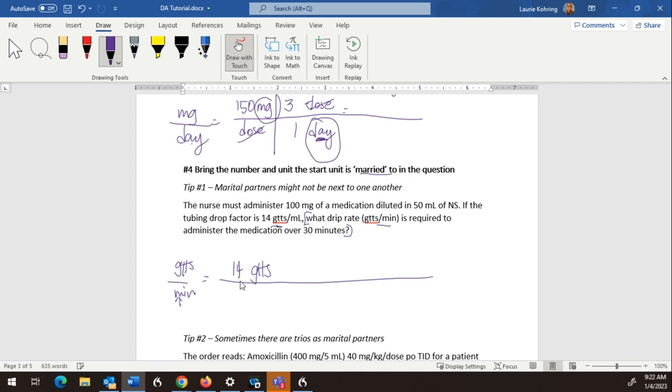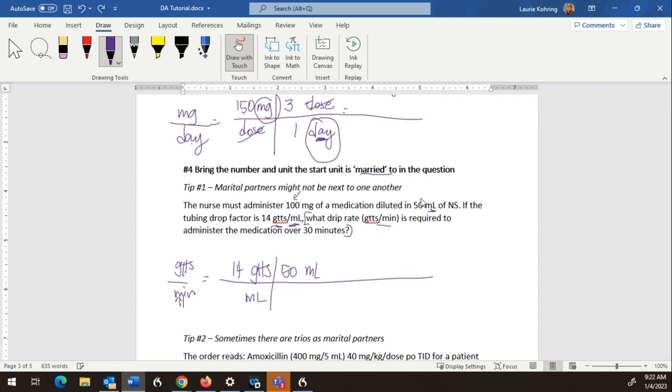So I'm going to pull that 14, and it looks like it is tied to this milliliter. And minutes on the bottom, milliliters here, so I need to cancel out milliliters. So I'll go ahead and place it up here. Look for it in the question, so I can see the 50, but here's the tough part. I see numbers and I'm automatically drawn to that. But if I pull this 100 milligrams over here, I'm going to need to cancel out this milligram. But when I look in the problem, there's no other milligram there. So that tells me I took the wrong marital partner.